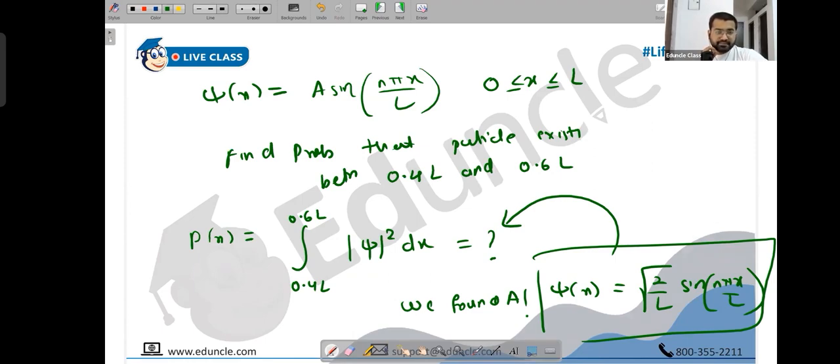सर बोलो। A का वैल्यू रूट 2 बाई L आया ना, फिर साइन n pi बाई L क्यों लिखा? अरे मैंने A थोड़ी लिखा है, psi लिखा है। नहीं हाँ, साइन, अच्छा ठीक है ठीक है। A is only root of 2 by L. I've written psi x is A sin n pi x by L.